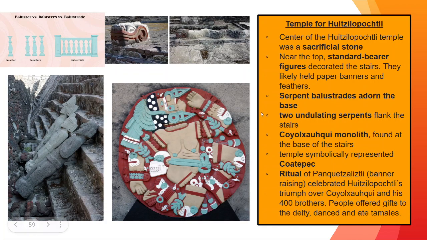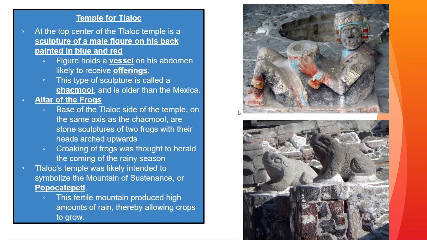So I like that. The other temple is the temple for Tlaloc. Some keynote things that are different because of Tlaloc's association with water is we're going to have different offering vessels. We're going to have different animals. So instead of the snakes, we see frogs. Frogs often associated with rain, rainy water, and therefore Tlaloc. It's the altar of the frogs at the very bottom, the base of Tlaloc's side of the temple.